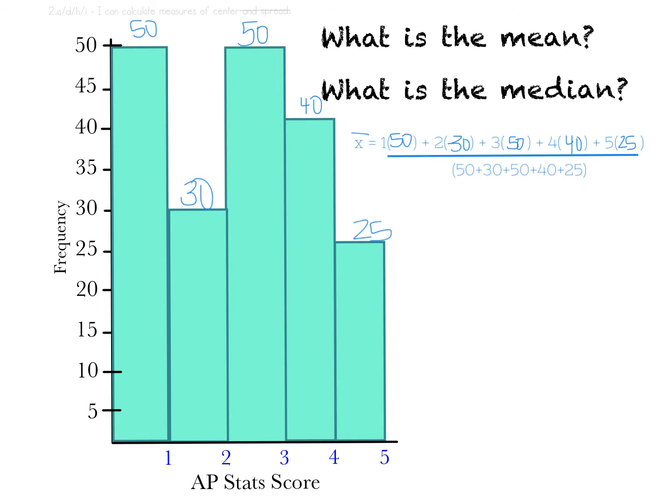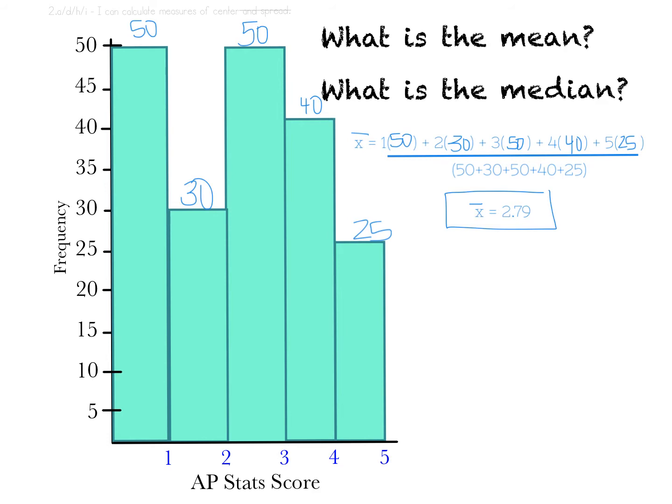Well, if there are 50 1s, 30 2s, 50, 40, 25, then that's how many people took the test. So when I calculate this, when I add them all up and divide by how many there are, I end up with an average score of 2.79 for the mean.